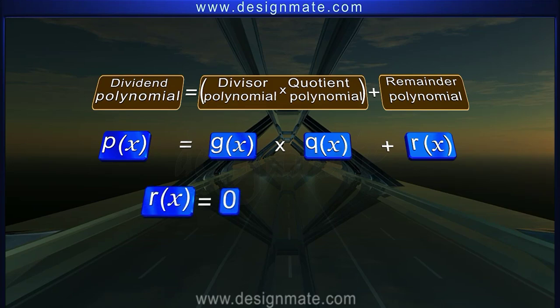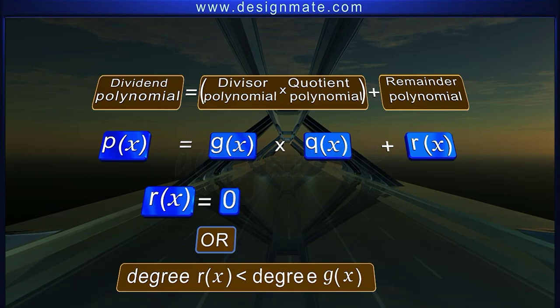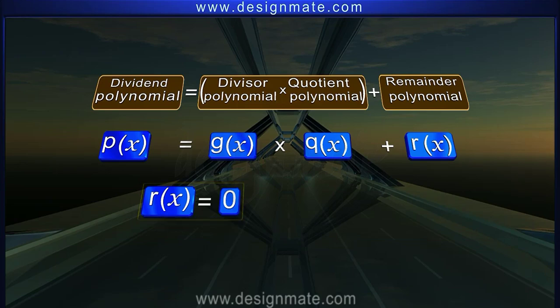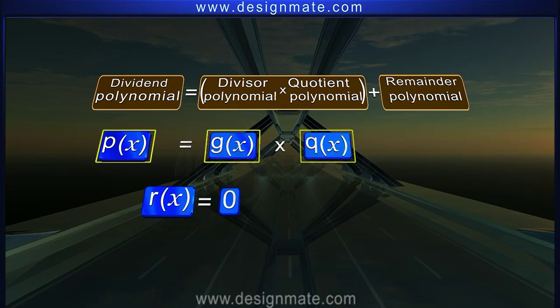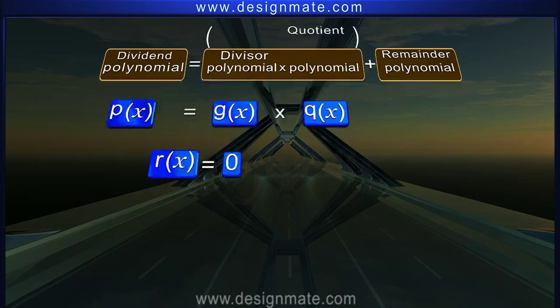Here, r(x) is equal to 0, or the degree of r(x) is less than the degree of g(x). If r(x) is equal to 0, then p(x) = g(x) · q(x). And hence, g(x) and q(x) are the factors of p(x).